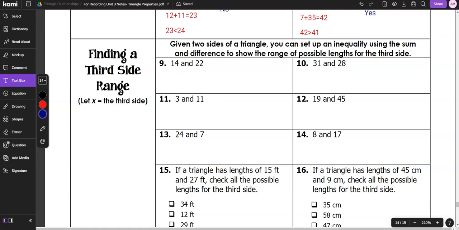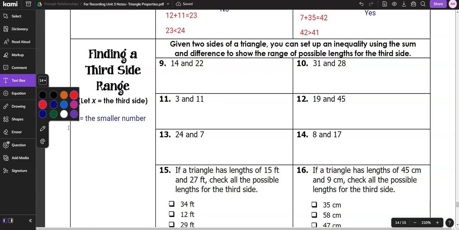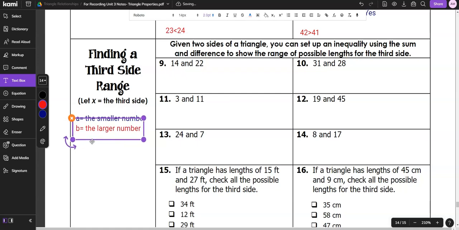So first of all, I want to go ahead and add some things here. Right here it says finding a third side range, and they tell us to let x be equal to the third side. So first I want to say that a is going to be equal to the smaller number, and I would like for b to represent the larger number. And then what we're going to do is set up an inequality that will always be true no matter what.